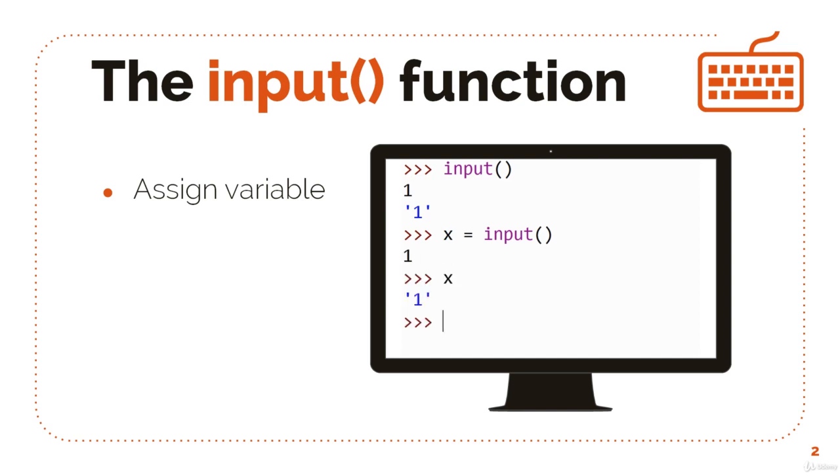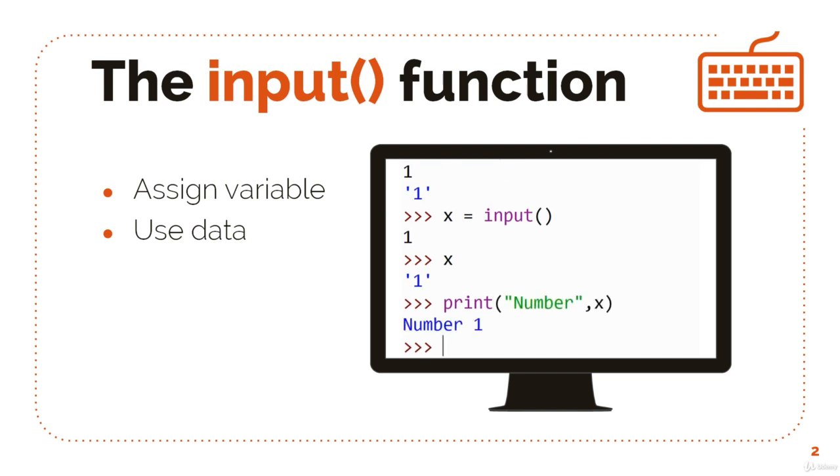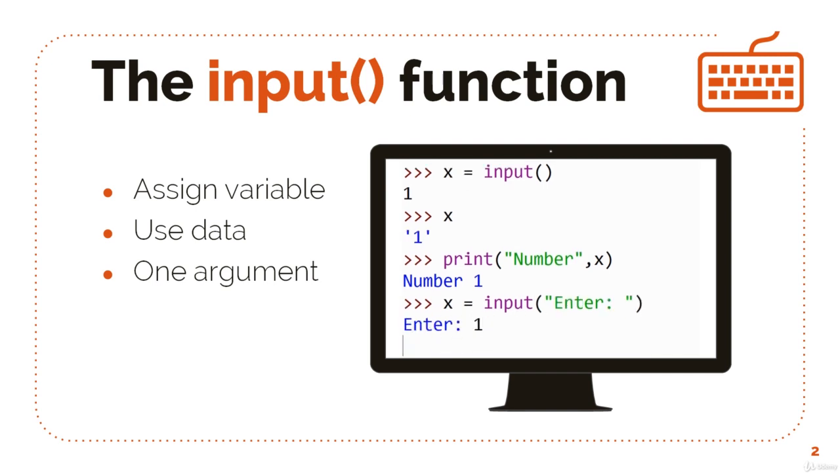The input function asks the user to input data. We can then use the data in any way we like. For example, we can use that data to display whatever we've inputted. The input function can also take an argument to output something without using the print function. For example, I can write here "enter", and this way it will print out "enter" before it asks you to input something.